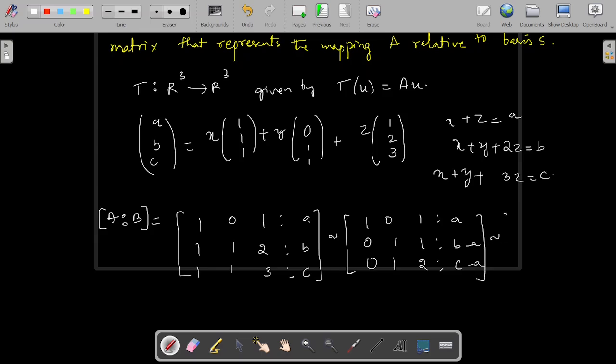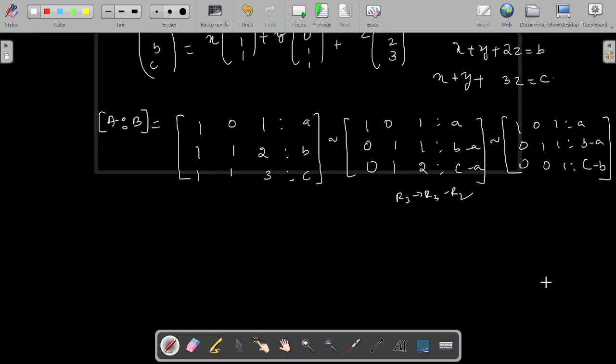Again you have to reduce this value to 0, that is R3 changes to R3 minus R2. So 1 0 1 A, then 0 1 1 B minus A, then 0 0 2 minus 1 1, then C minus A minus B plus A. So that is C minus B. Okay. Now you will get the equivalent system. It is in the Gauss elimination form, upper triangular matrix form.